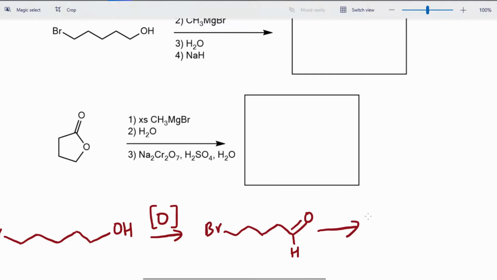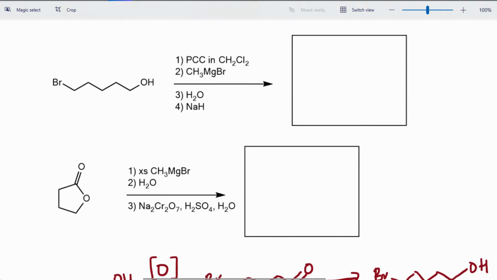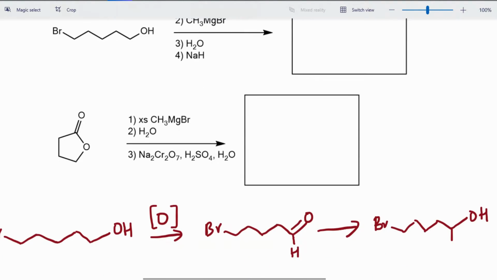The next step, again, you're looking at a Grignard reagent, so you're adding carbons. In this case, specifically a CH2, or rather a CH3 group. So Br, and you're reducing the aldehyde down into a hydroxyl group.